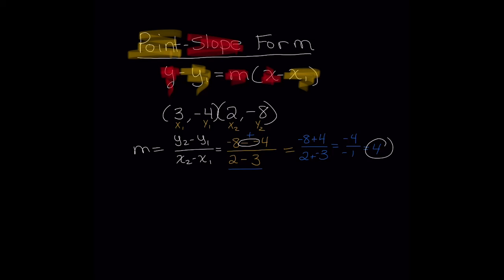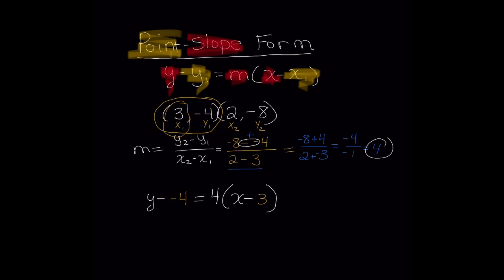Now, once you have slope, you're just going to fill in the pieces of your equation. So we would have y minus, and then I'm going to use this set of points. So y1 is negative 4, so minus negative 4. And then back to my formula, equals slope, x minus, and then let's do this one. My x value is 3.